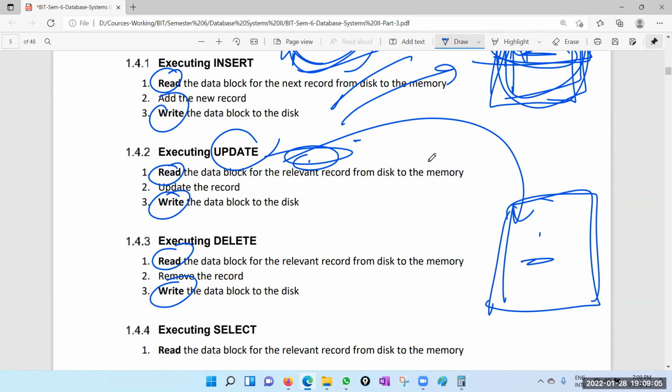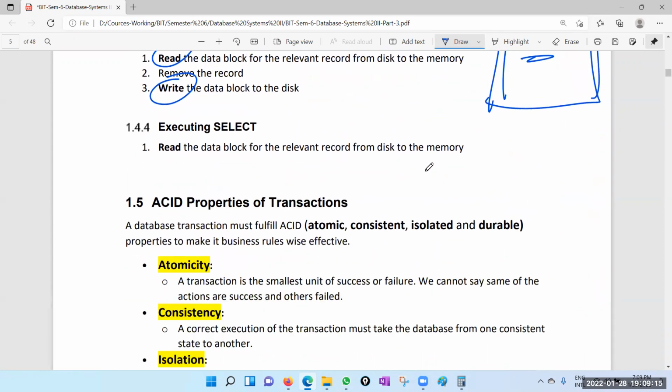So therefore, in transaction handling, we look at those things as a set of read and write operations, right?